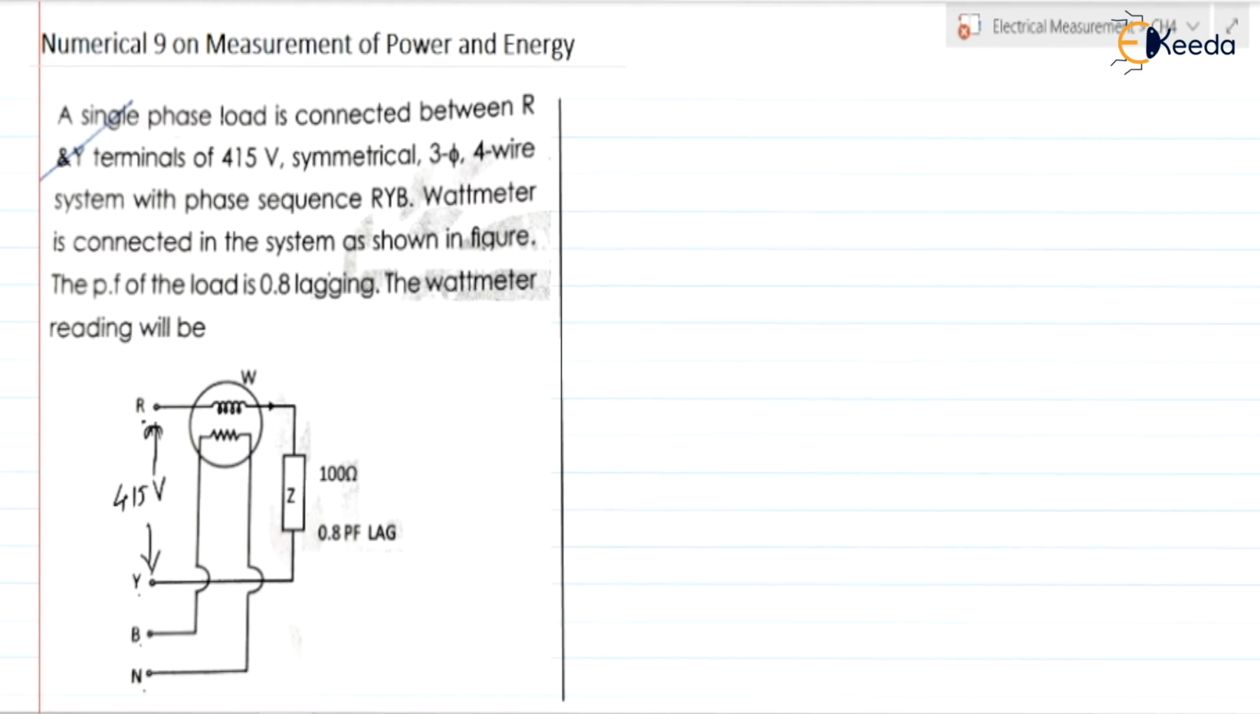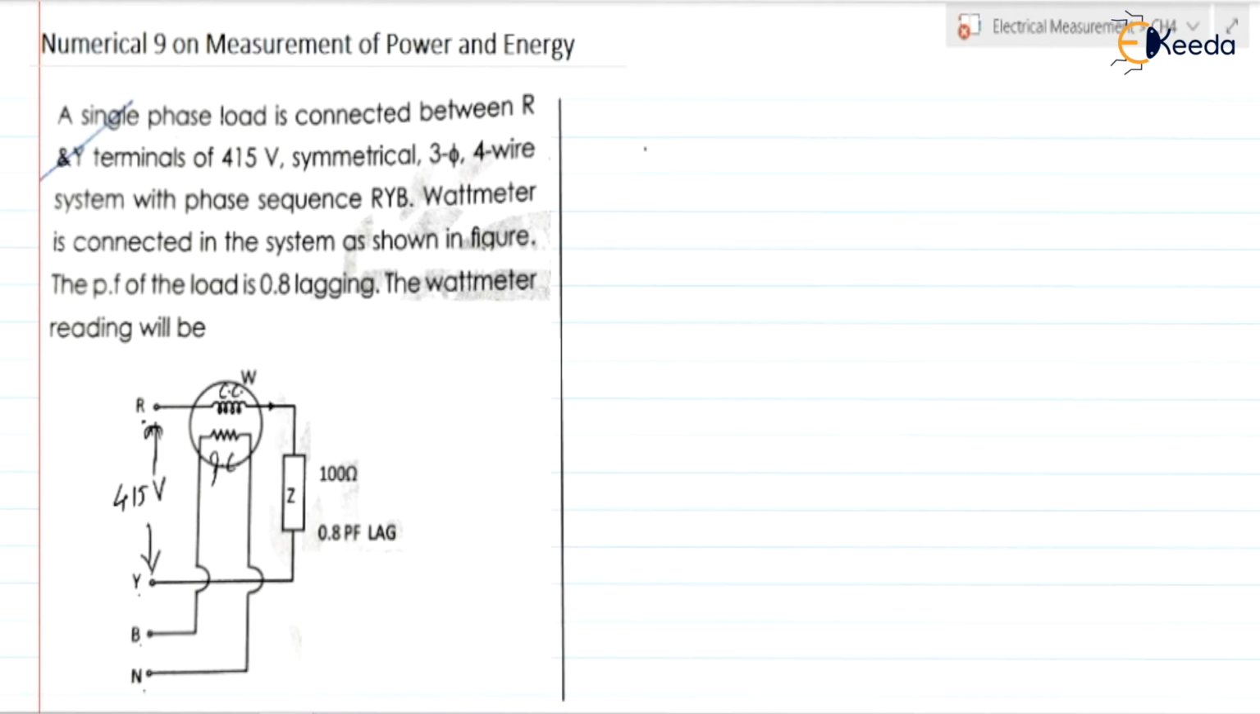Next, wattmeter is connected in the system as shown in the figure. Okay, so if you check the wattmeter connection, this is the current coil which is connected between R and Y, and the potential coil is connected between B and N phase. So this is the potential coil we are having. Next, the power factor of the load is 0.8 lagging. The wattmeter reading will be, okay, our task is to find the wattmeter reading, that is the W.